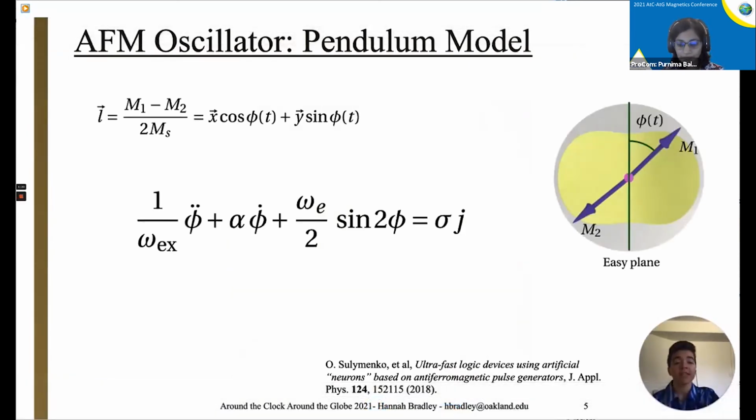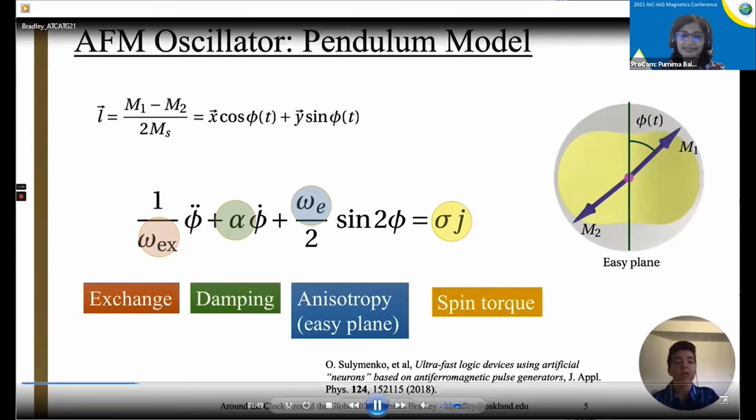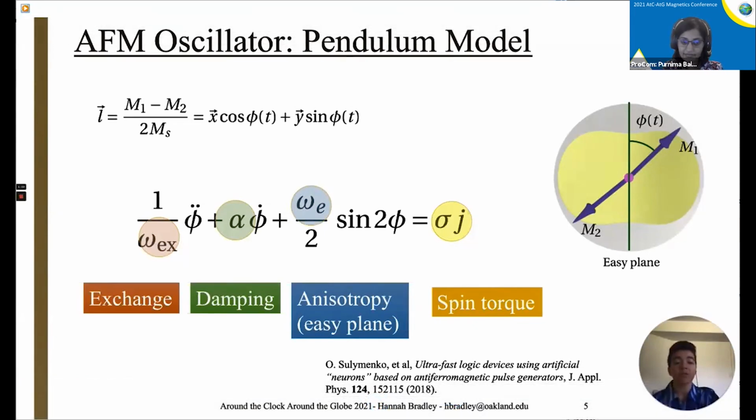The orientation of these sublattices can be described by using the angle phi, which is the angle between the Néel vector and the EZ plane. The derived equation for phi resembles the equation for a mechanical pendulum under a driving force, with the spin torque being that driving force. The anisotropy of the AFM gives the equation its potential, while the damping is a result of the material properties of the AFM. The most important part of this equation is the fact that the exchange energy contributes an effective mass, which leads to the AFM oscillator having inertia.